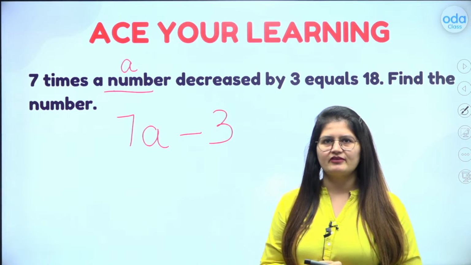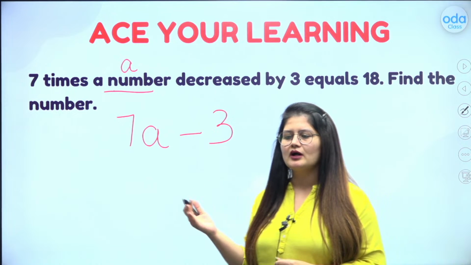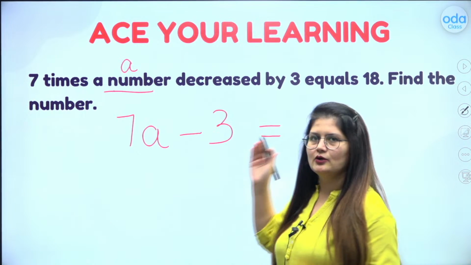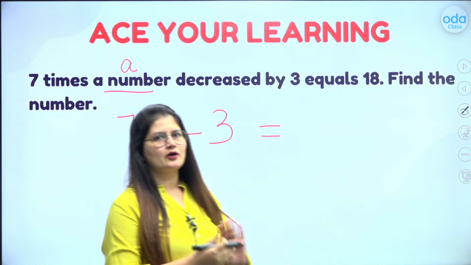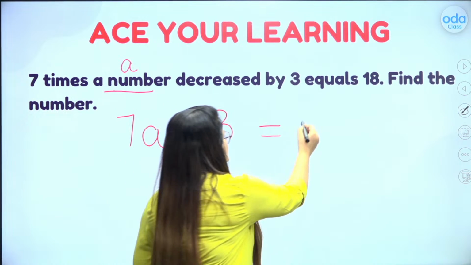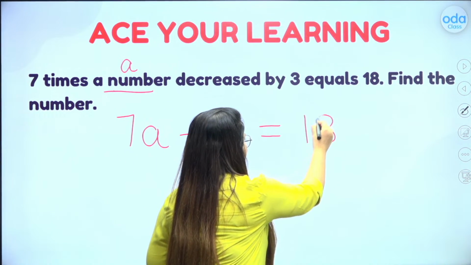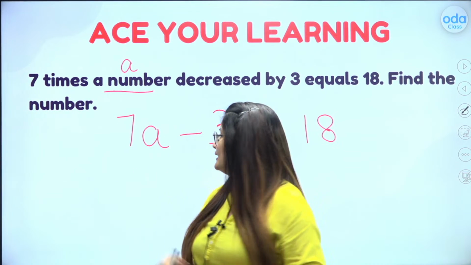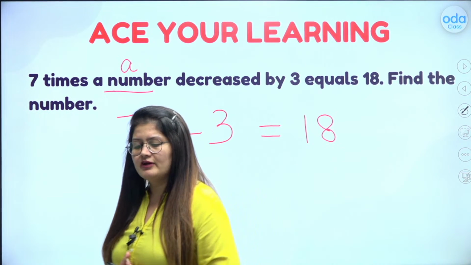Okay, so this is 7a minus 3. Now if I talk about the answer here, this is actually equal to what? It is equal to 18 as per the question, right? So we will say that this is equal to 18. Is it clear?